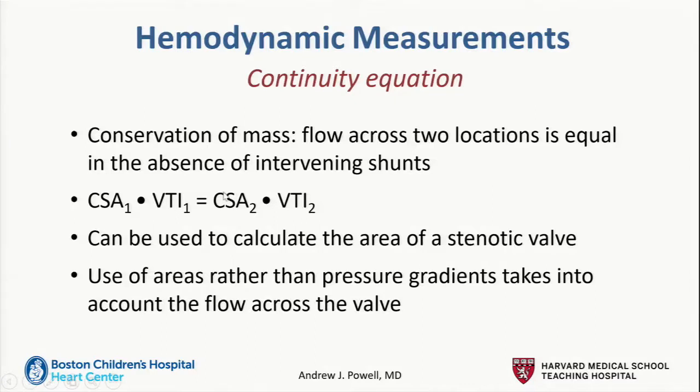So the utility of this is we can use this formula here to calculate the area of a stenotic valve. And you could say, well, why do you care about the area? Why can't you just measure the gradient across it? The downside of gradients for looking at valve stenosis is that the gradient will depend not just on the orifice size, but also how much flow is going across the valve. And so the more flow across a specific defined area, the greater the gradient will be. So sometimes it's useful to calculate areas so you don't have any confounding by the fact that the patient is in a low output or high output state.